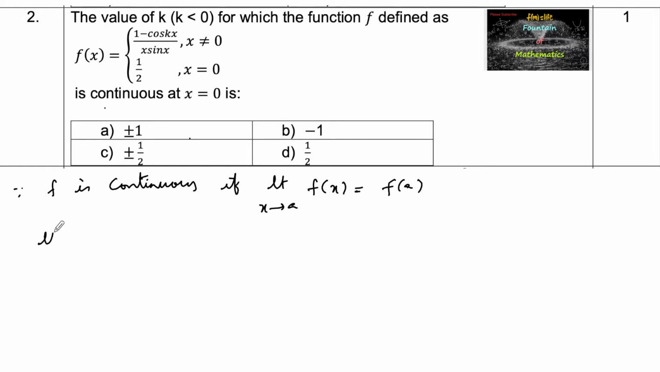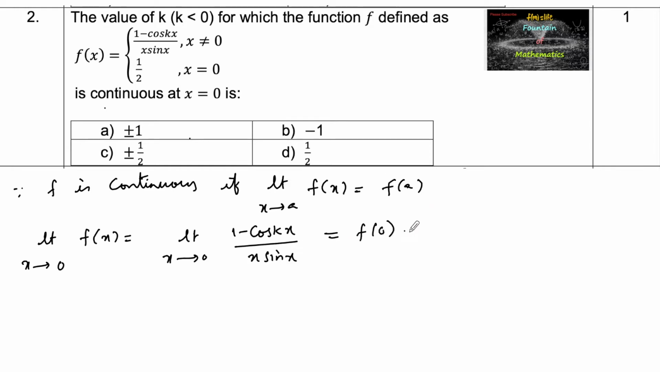So here limit x tends to 0, f of x is equal to limit x tends to 0, 1 minus cos kx upon x sin x, which is equal to functional value, that is f of 0. F of 0 is given 1 by 2. So let's find the limit value. Since we know that 1 minus cos theta is equal to 2 sin square theta by 2.